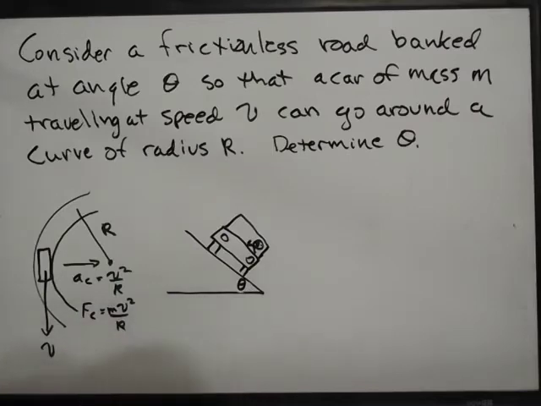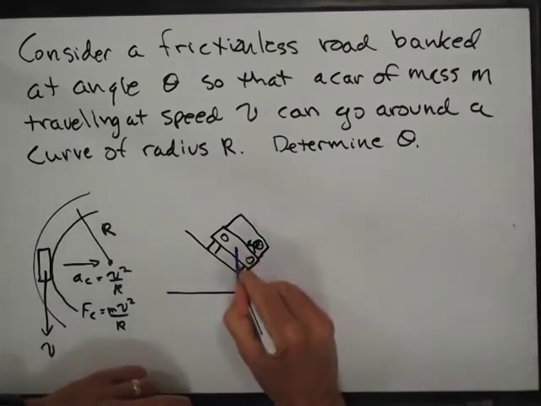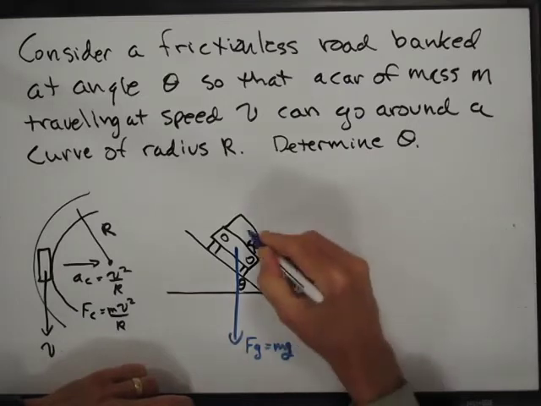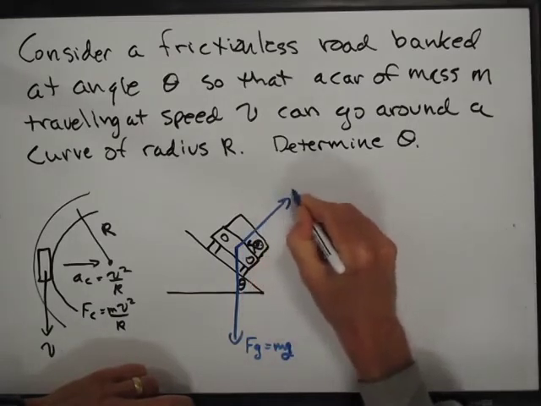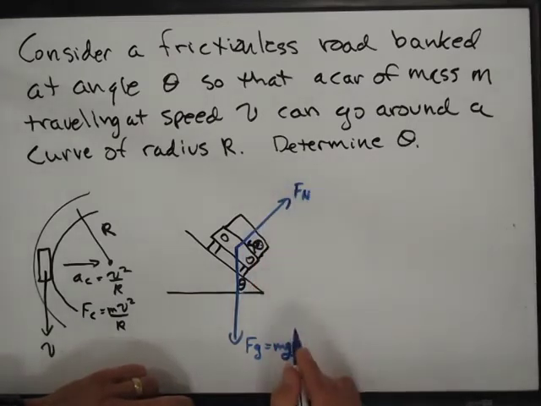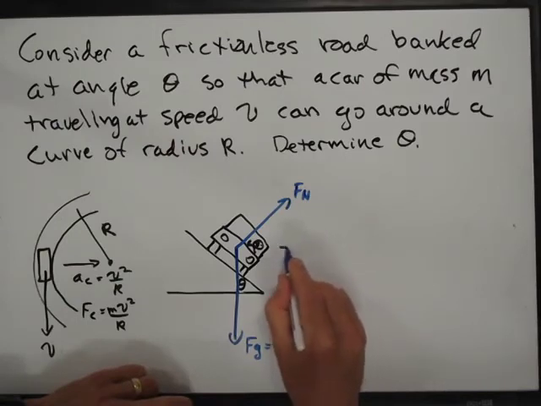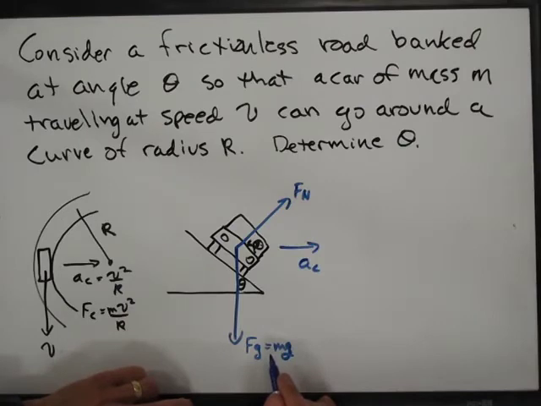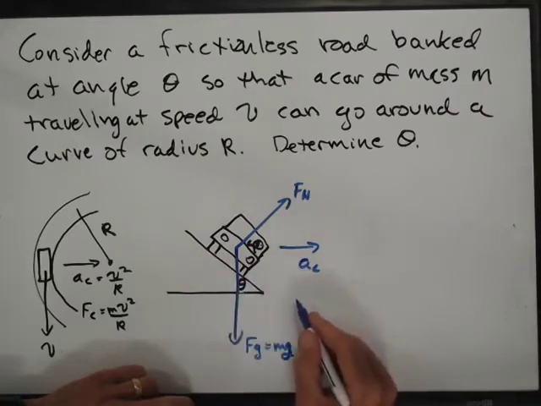I'm going to identify some forces acting on my car. The force of gravity is equal to mg, going this way. Then the normal force is perpendicular to the road, and that's going this way. The centripetal acceleration, a sub c, is going that way. And those are the only forces. I don't have a friction force or anything like that.